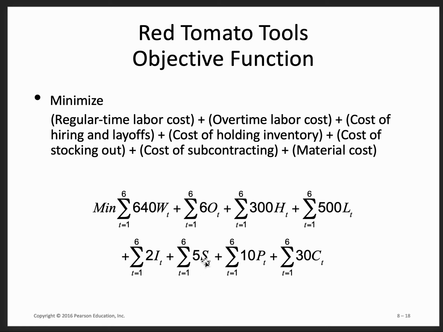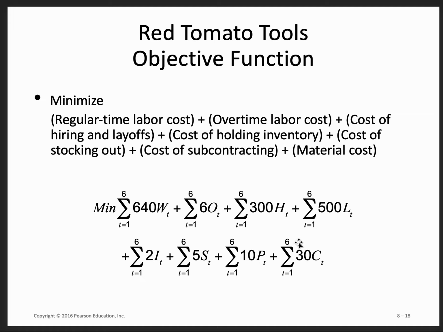And the cost of stock out. So if you're stocked out, it's going to cost you $5 per unit that you're stocked out. And then of course the production cost. So the material cost is $10 per unit. So $10 times PT. Obviously in this case, we are only looking at material cost as production cost, but there can be other costs for production costs also. And in this case, it's just the material cost. If we look at a different example later on, we'll have other costs other than material cost.